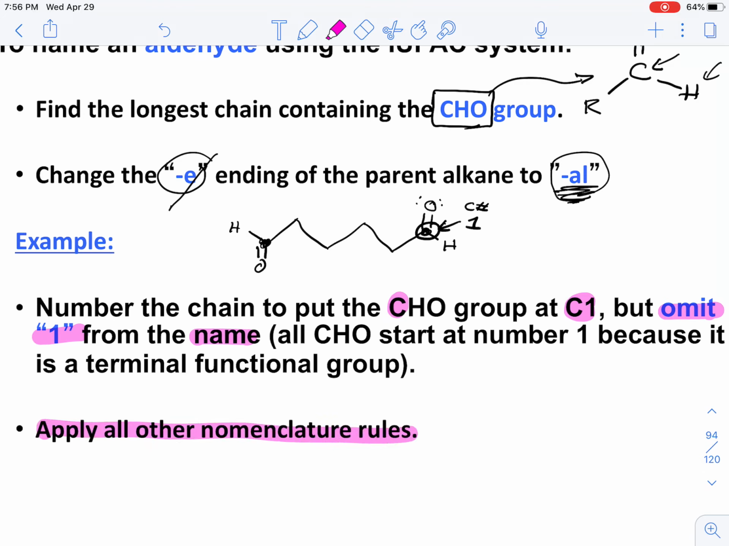And so our very last step is to apply other rules of nomenclature, such as the rules for naming substituents, naming double bonds or triple bonds, and the list goes on.